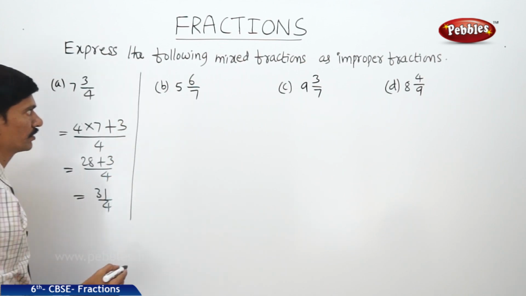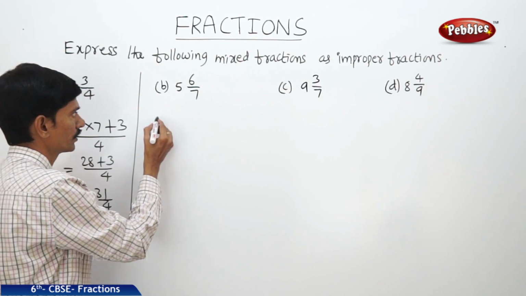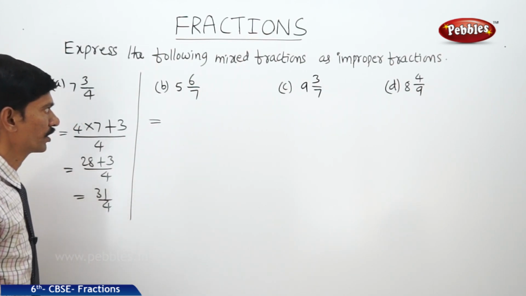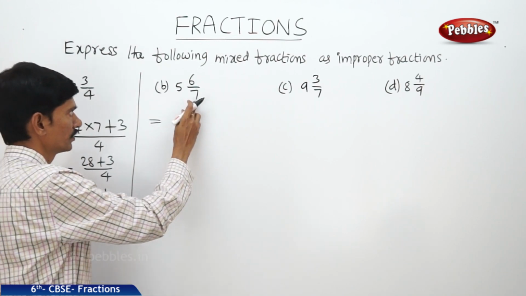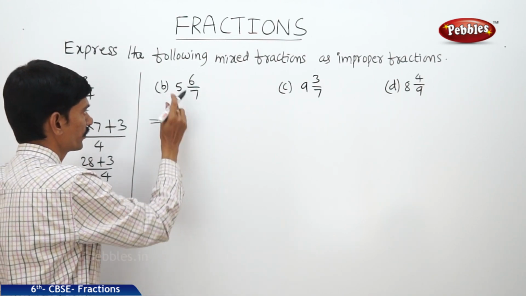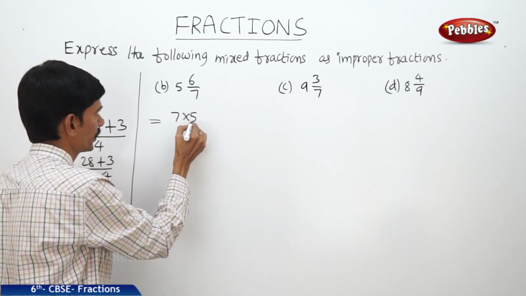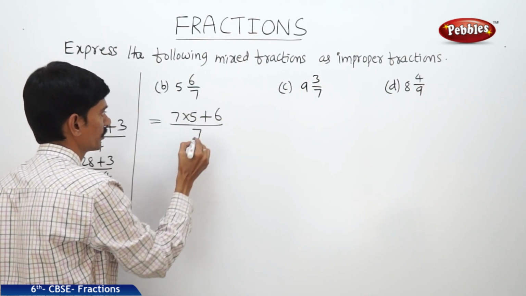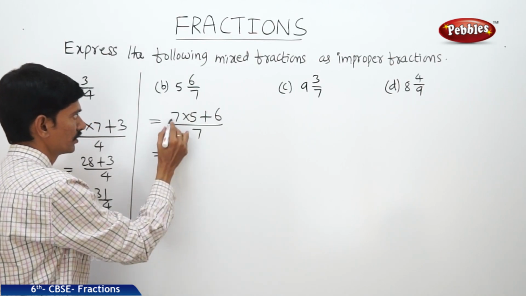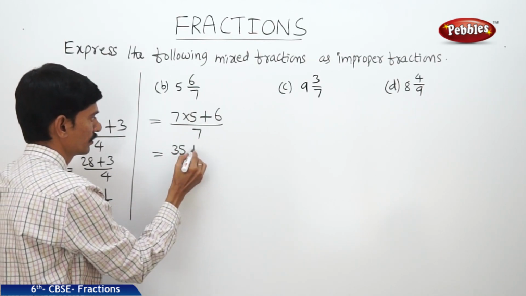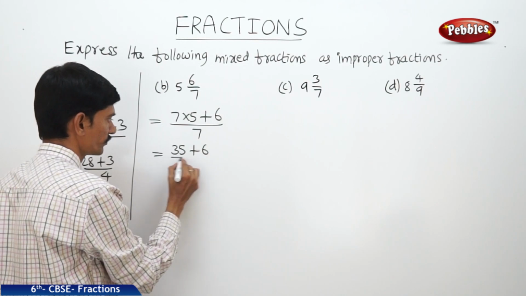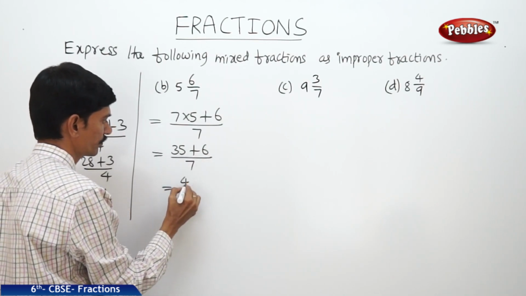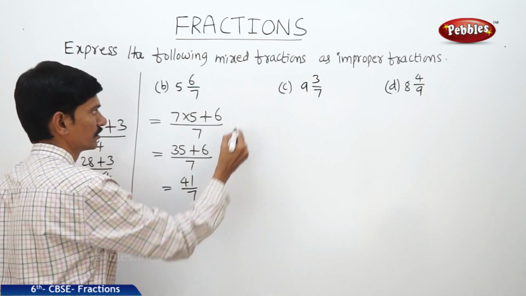Now the second one, 5 6 by 7, is the mixed fraction to be converted into an improper fraction. So here we multiply 7 and 5. So 7 into 5 plus 6 divided by 7. So this equals 7 5s are 35 plus 6 by 7. This equals 35 plus 6 is 41 by 7.